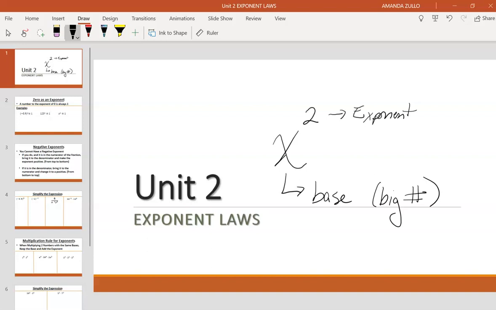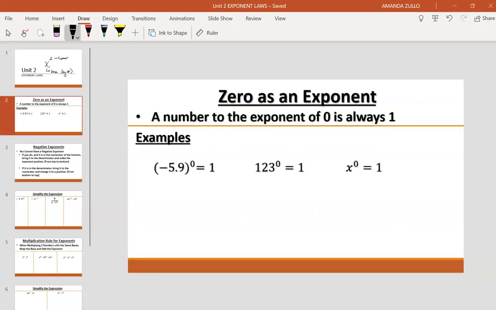All right, now let's jump into Unit 2. All of our laws are here. We start with 0 as an exponent. This is our easiest law. All you need to remember is that any number to the exponent of 0 is always 1. Okay, there's a very good reason behind this. It goes with our division rule for exponents. I'll show you why this works during class, okay?